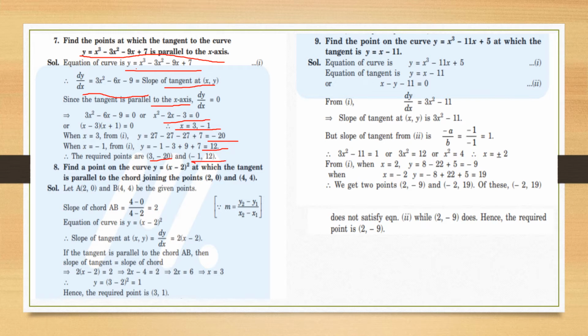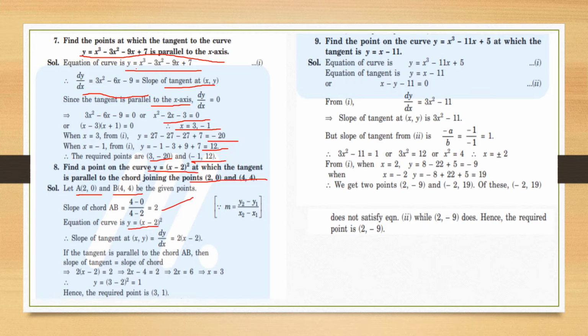Number 8 is: find a point on the curve y equal to (x minus 2) whole squared at which the tangent is parallel to the chord joining the points. Again, first of all I'll just find the slope of the chord. The slope of the chord can be calculated by using (y2 minus y1) upon (x2 minus x1). That turns out to be 2.